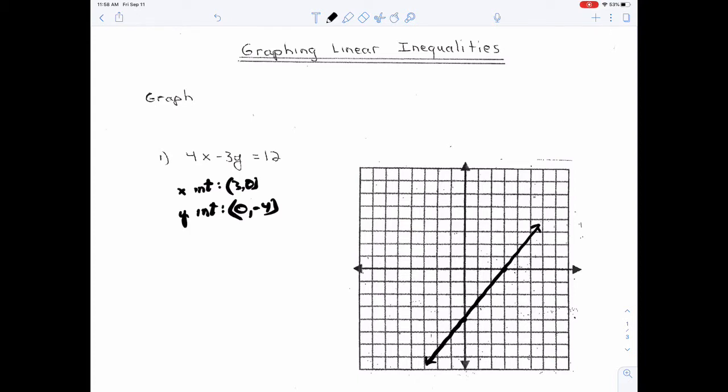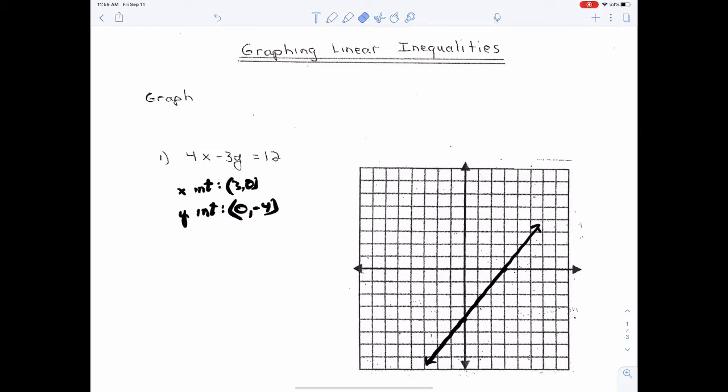So if we take this point, let's pick a simple one. Let's pick 3, 0, and I plug it into the original statement. It makes the statement true. But let's say I pick this point over here, -4, 2. Can I plug that into the equation? Sure, I can plug it in, but it doesn't make it true. So that point is not part of the graph.